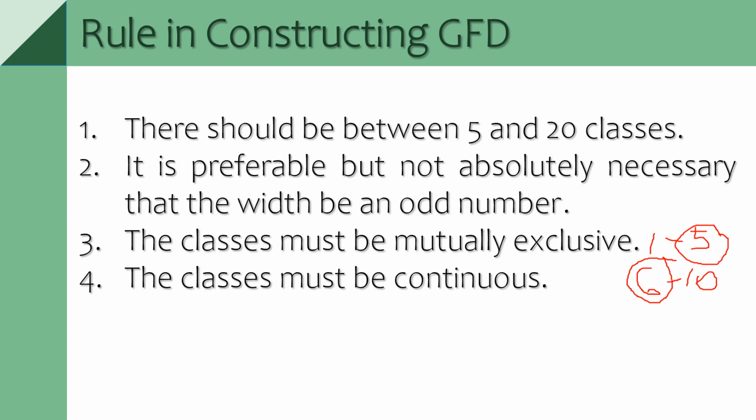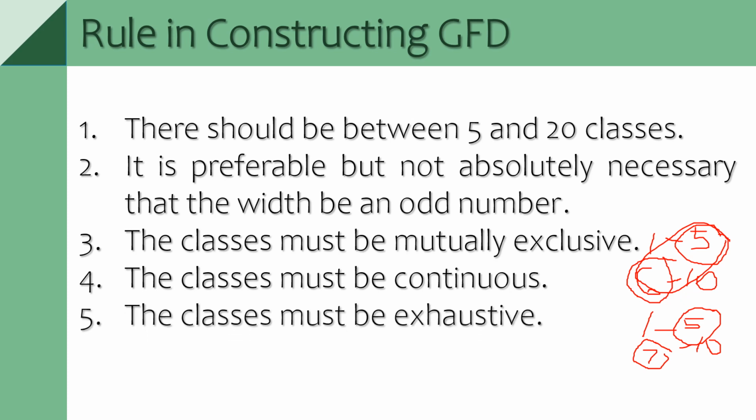Pag sinabing continuous, dapat dire-diretso at walang gaps. So, dito, hindi pwedeng maging 1 to 5 and then bigla ka tatalon sa 7 to 10. Okay, hindi pwedeng gano'n. Kasi kung papansinin natin, yung 5 at 7 ay hindi continuous. Pero dito, 5 and 6 continuous yun.